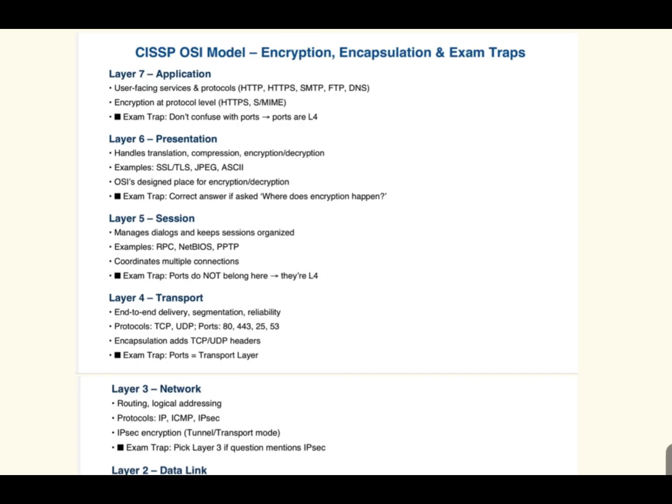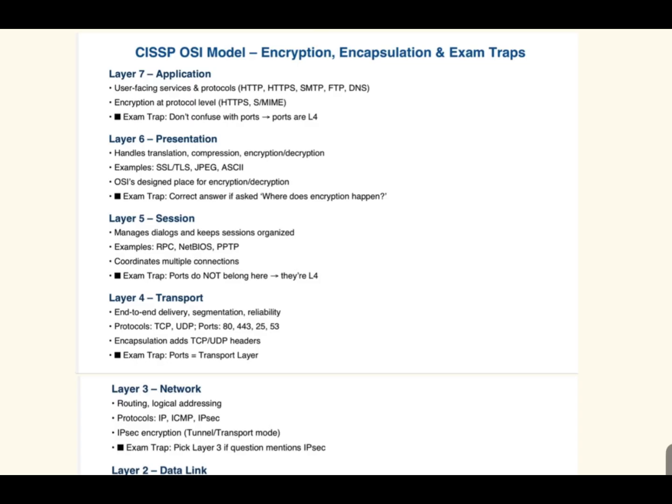The presentation layer handles translation, compression, encryption, and decryption. So encryption and decryption are handled here. Examples: SSL, TLS, MPEG, JPEG, ASCII. So OSI designs a place for encryption and decryption. So the exam trap could be that if asked where does encryption happen, it is layer 6.